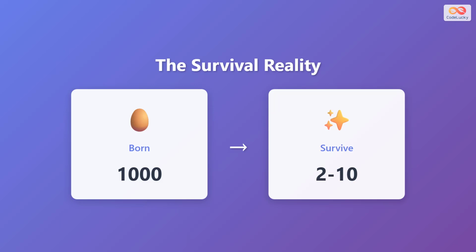Here's a stark reality. Imagine 1,000 offspring are born. Of those 1,000, typically only 2 to 10 will survive to adulthood and reproduce. This dramatic difference between the number born and the number that survive is what drives the process of natural selection. The vast majority of offspring simply do not make it.